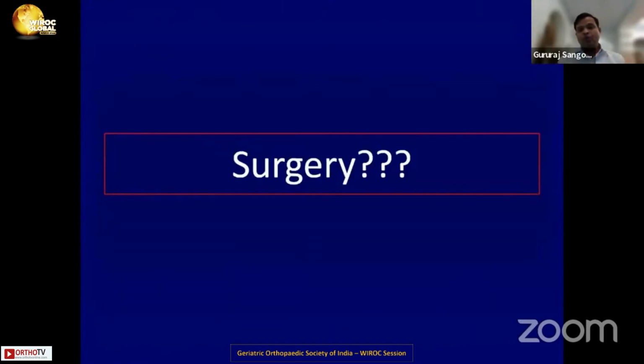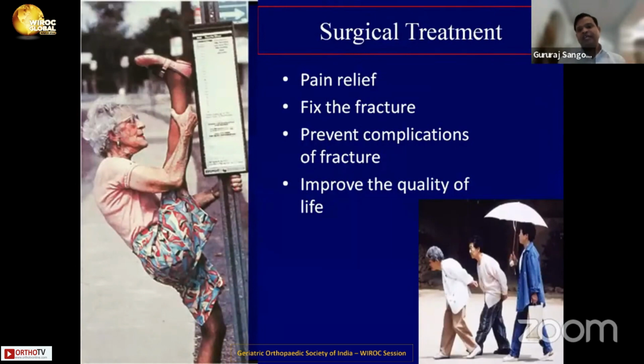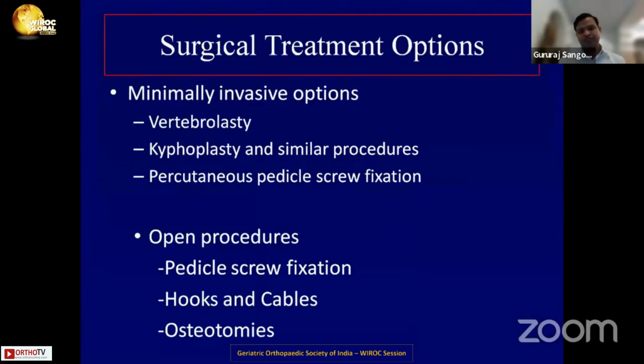So then, when is surgery indicated? Surgery is indicated for pain relief in these patients, to fix the fracture for instability, to prevent complications like neurological deficits, and to improve the quality of life in these patients. So what options do we have? We have minimally invasive options like vertebroplasty and kyphoplasty, and n number of similar procedures. We can do percutaneous pedicle screw fixation. We have open procedures like pedicle screw fixation. We can use hooks and cables because they are more superior as compared to pedicle screws in osteoporotic bone. And we might have to do osteotomies when it comes to a kyphotic osteoporotic spine.